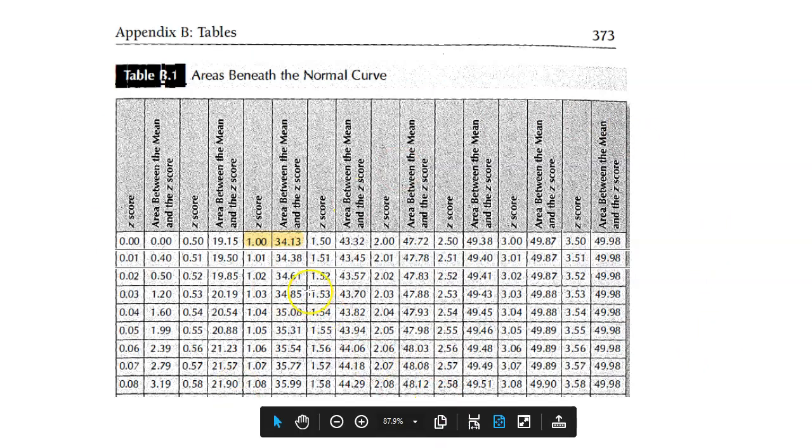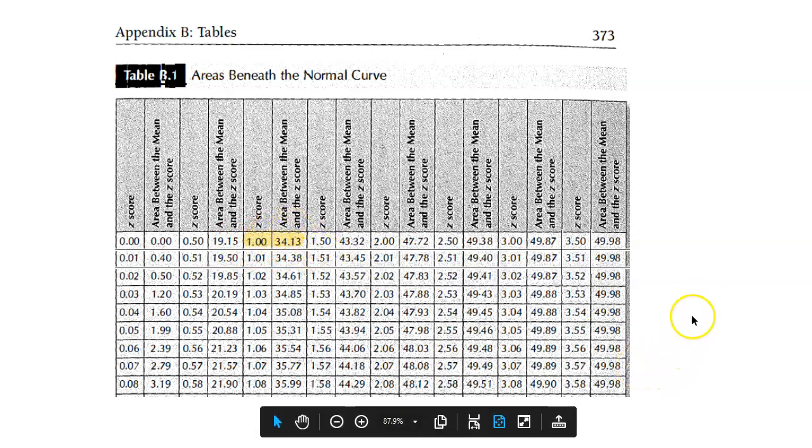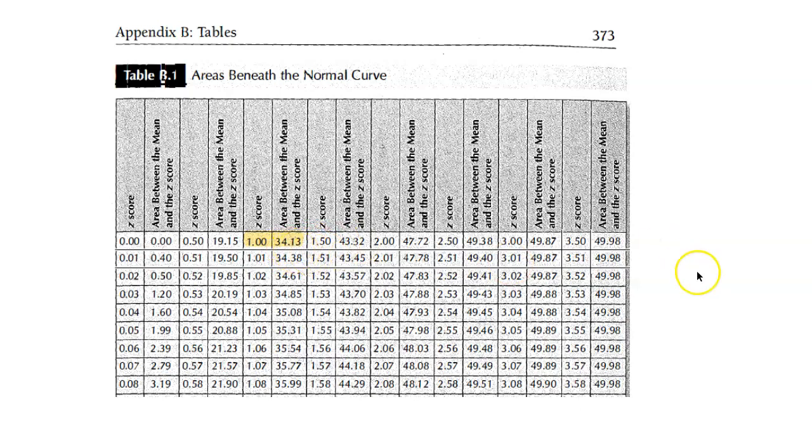So here's a snip of the table. You can see here the z-score is 1 and the area between the mean and the z-score is 34.13. Where have you seen that 34.13 before? Oh, this is the empirical rule, right? We know that 68% of all observations are between -1 standard deviation and +1 standard deviation. So that's basically half of that 68%. This number should sort of be getting in your head by now.